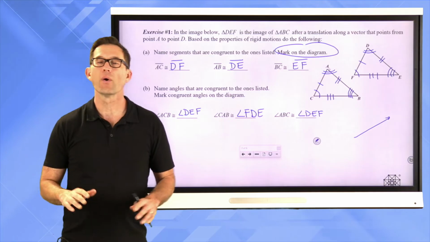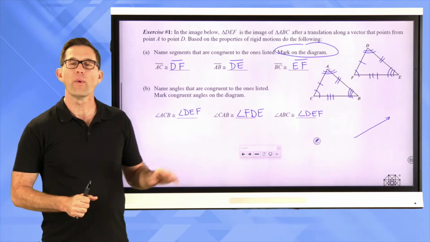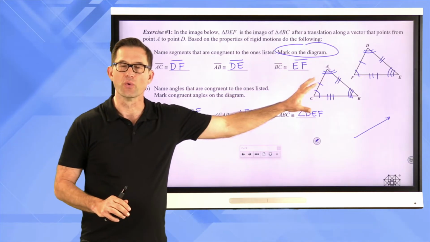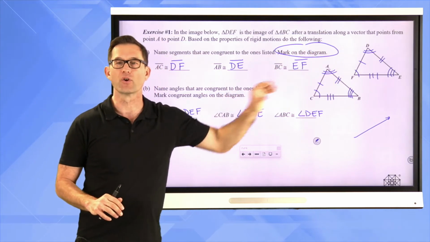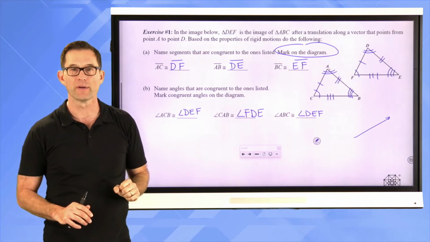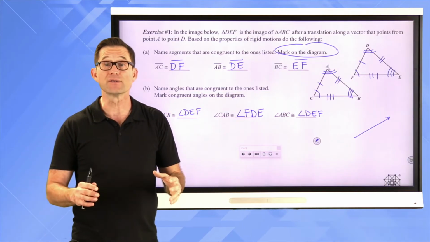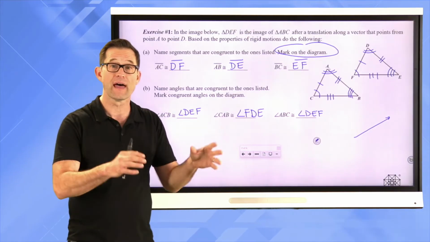Okay? So absolutely critical. We can say all of this is true, right? Because what we say is corresponding parts of congruent triangles are congruent, right? And it's because we get that mapping.